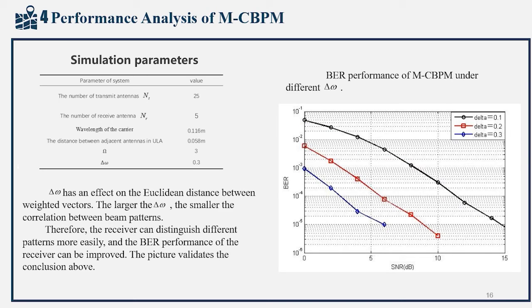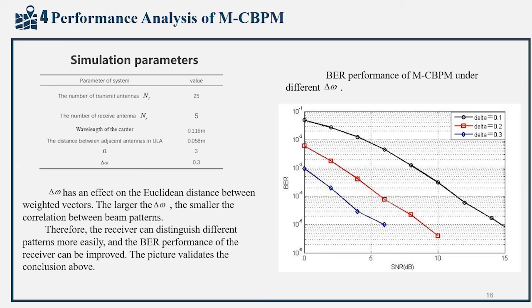We have known that delta omega has an effect on the Euclidean distance between weighted vectors. The larger the delta omega, the larger the difference between beam patterns. Therefore, the receiver can distinguish different patterns more easily, and the bit error rate performance of the receiver can be improved.